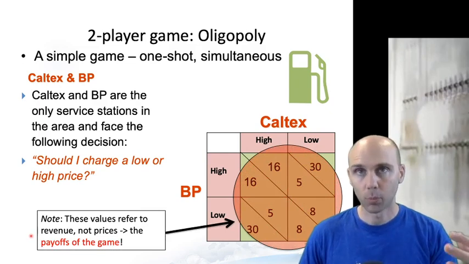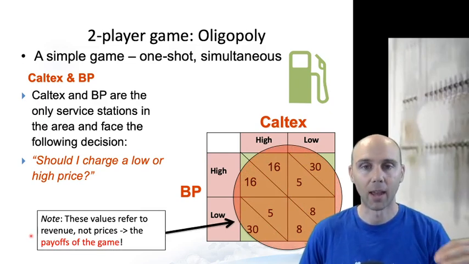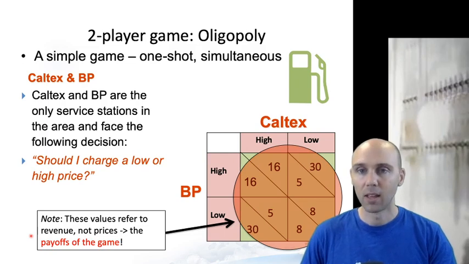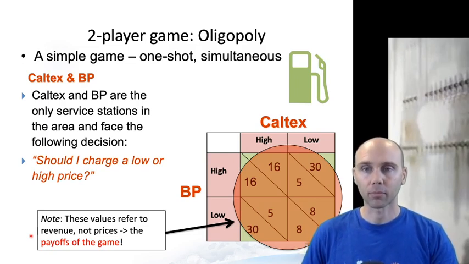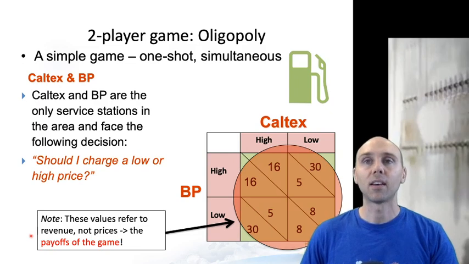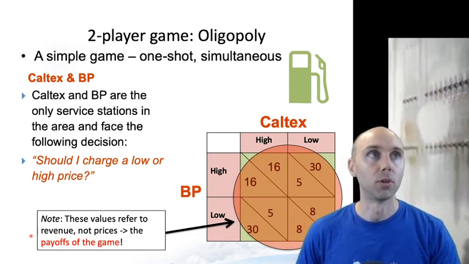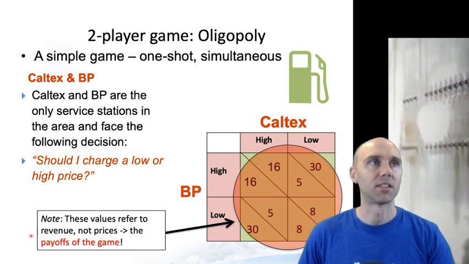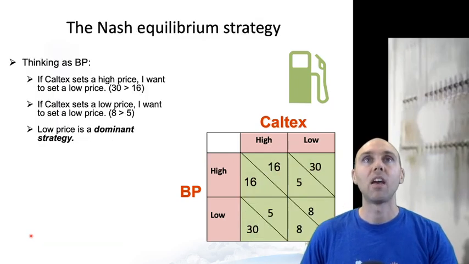But these are not prices, these are the payoffs of the game. You can think about it in terms of utility if you want. Now let's put ourselves in the shoes of BHP, and BHP needs to think about what the other player would do. That's the whole point behind strategic interactions. So BHP thinks about what Caltex will do.